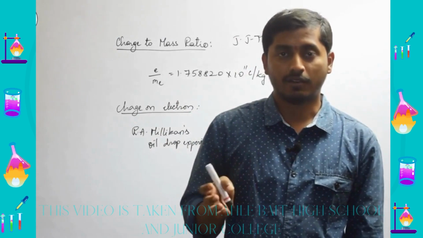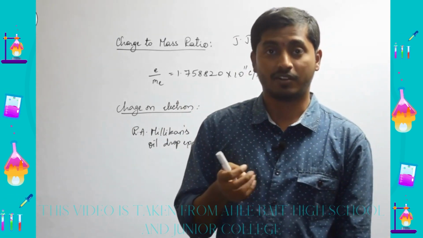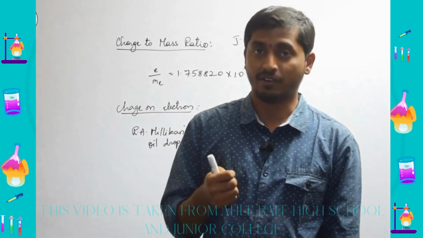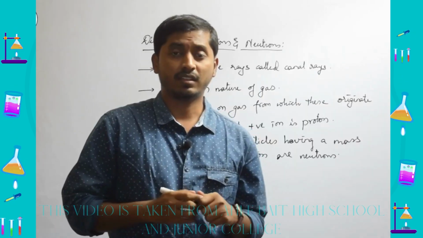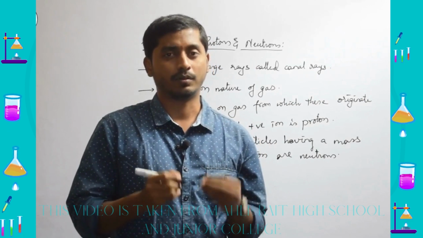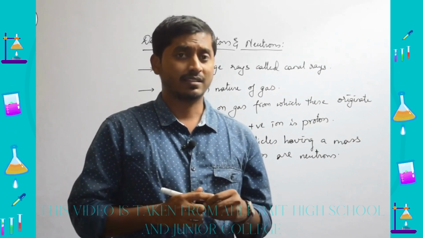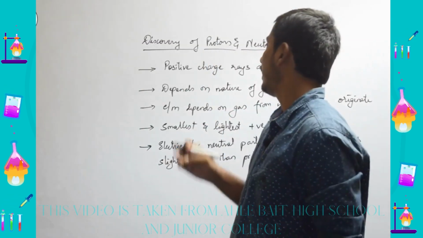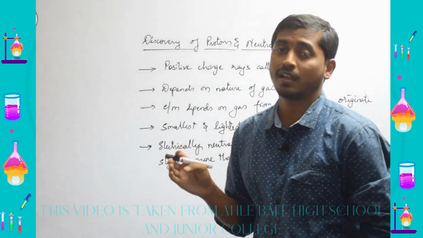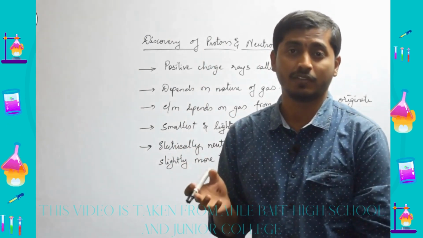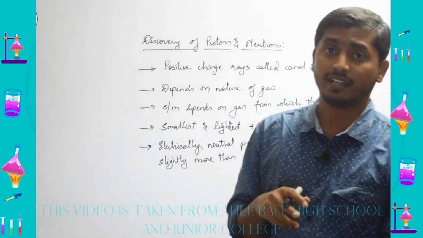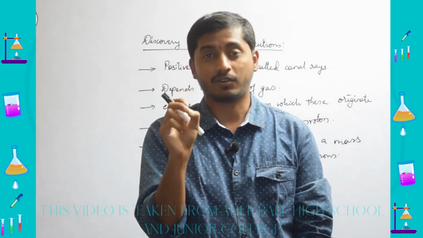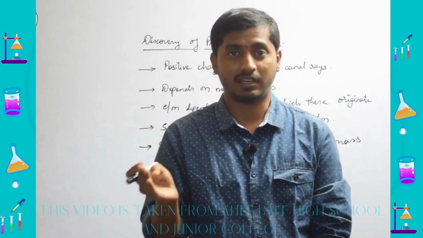Is it clear? Now let us discuss the discovery of protons and neutrons. Let us see them. Till now we have seen the discovery of the electron and a few of its properties. Now let us discuss the discovery of protons and neutrons. See here, unlike electrons, protons are positively charged. We have seen the modified discharge tube, where we made a hole in one negative electrode and placed a fluorescent screen, right.